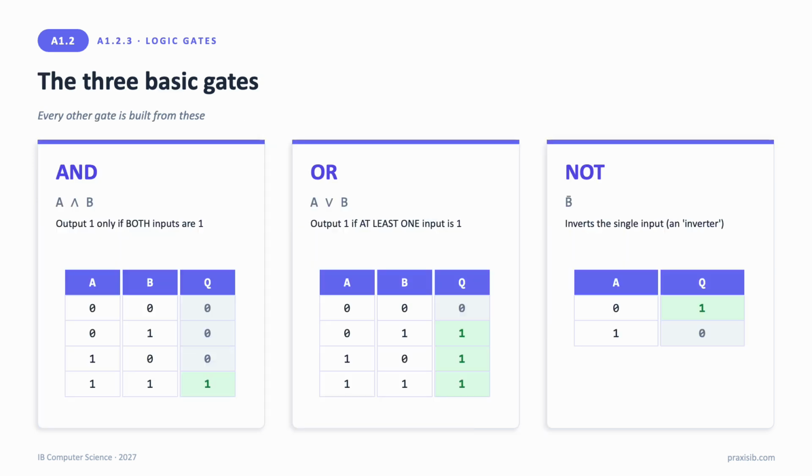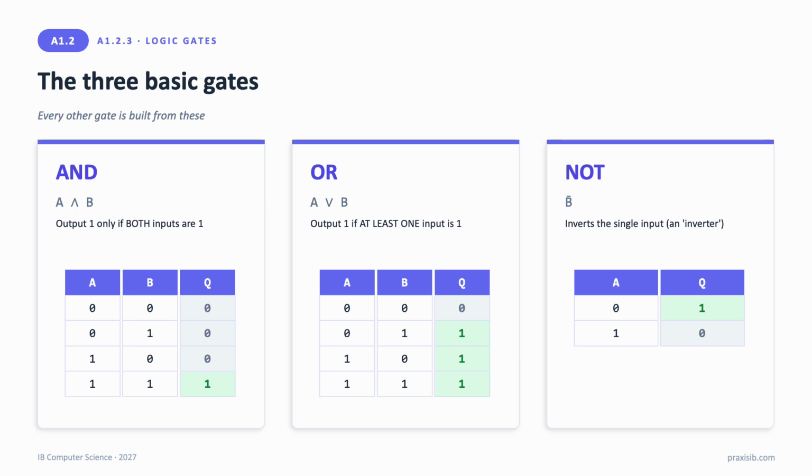There are 3 basic gates, and every other gate is just built from these. So let's learn them very well. The first is the AND gate. An AND gate outputs a 1, that means true, only when both of its inputs are 1. If even one input is 0, the output is 0. A nice way to picture it: imagine 2 switches in a row, one after the other, in a circuit. The light only comes on if the first switch and the second switch are both pressed.